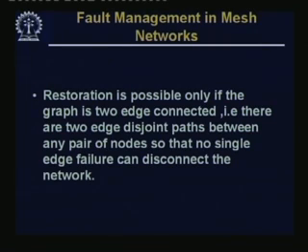In mesh networks, of course, restoration is possible only if the graph is two-edge connected, that is bi-connected, which means that there are two edge-disjoint paths between any pair of nodes, so that no single edge failure can disconnect the network. So, this is a necessity, and we usually try to keep it that way unless it is very difficult or not cost effective, etc.